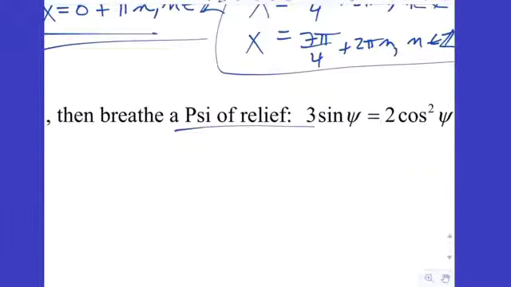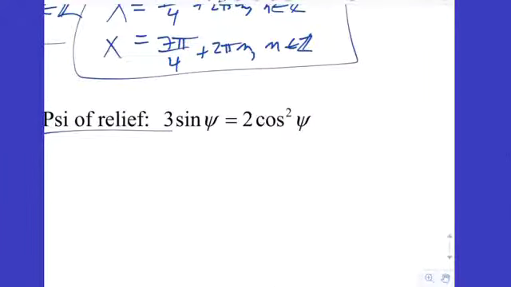And then look, Thornhill, there's like a bad pun built right into it. And then breathe a sigh of relief. Oh, ha ha. All right.